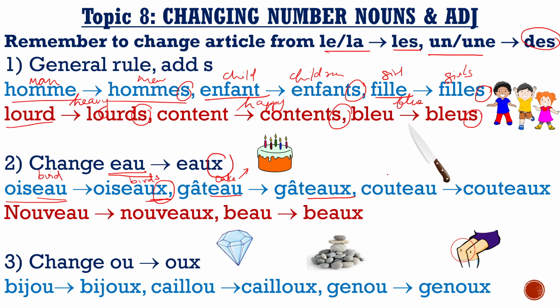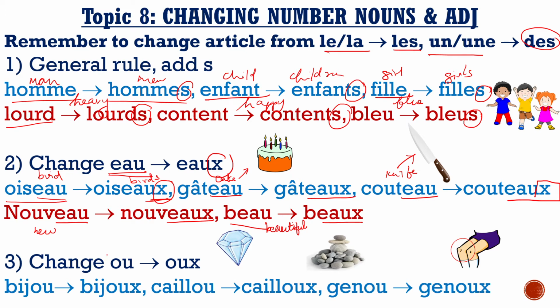Couteau is a knife. Okay, singular is couteau, EAU becomes EAUX in the plural. Okay, knife and knives. Same way. The two famous adjectives which end with EAU are nouveau becomes nouveaux with the X, beau becomes beaux with the X. Nouveau is something that is new, beau is something that is beautiful, okay, or handsome.